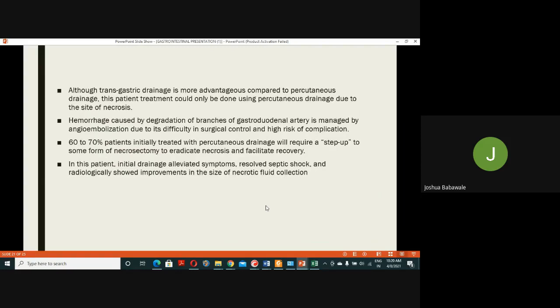Although transgastric drainage is more advantageous compared to percutaneous drainage, this patient's treatment could only be done using percutaneous drainage due to the site of necrosis being the gastroduodenal artery. And the degradation was due to prolonged exposure of the artery to pancreatic enzymes. So 60 to 70% of patients initially treated with percutaneous drainage will require a step up to some form of necrosectomy to eradicate necrosis and facilitate recovery. In these patients, initial drainage alleviated symptoms, resolved septic shock, and radiologically showed improvement in the size of the necrotic fluid collection. Next.